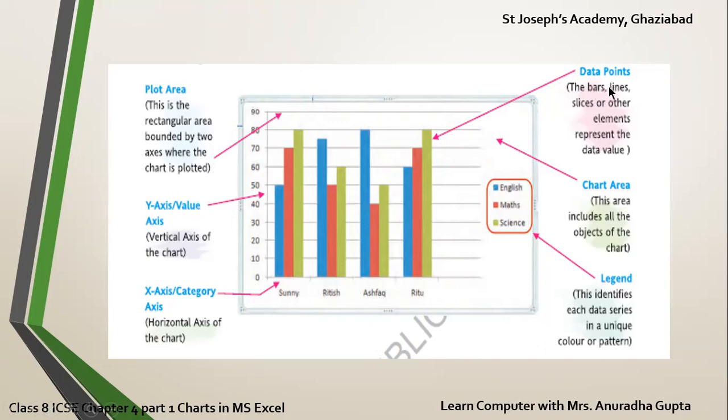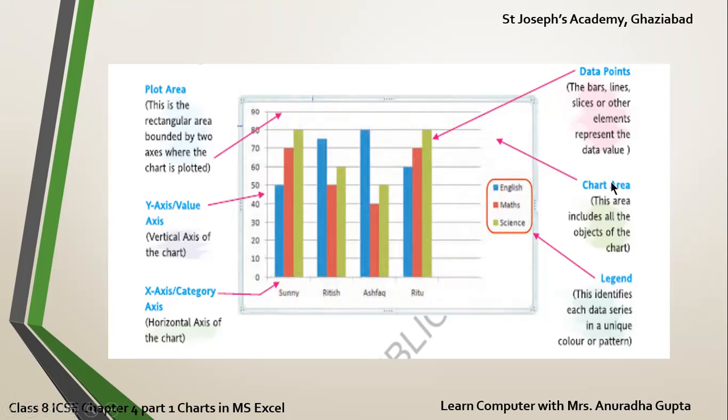The bars, lines, slices, or other elements that represent the data values are known as data points. Easily you can identify through the picture where I'm rolling my cursor, those are known as data points, which we are plotting on our chart. Those points are known as data points.